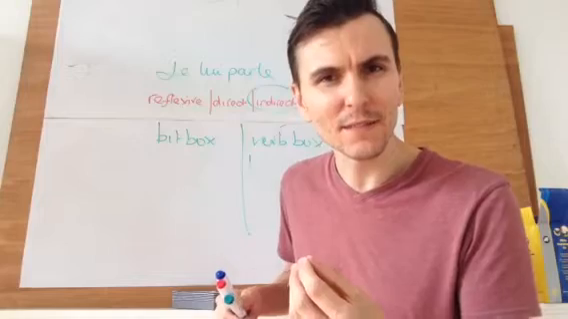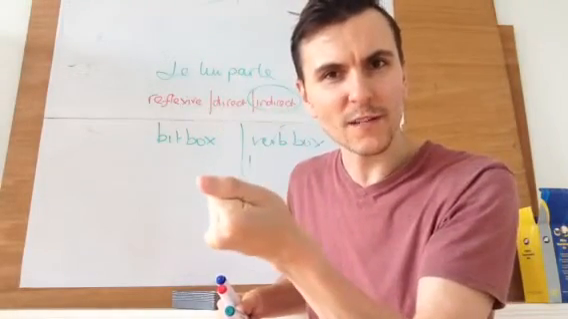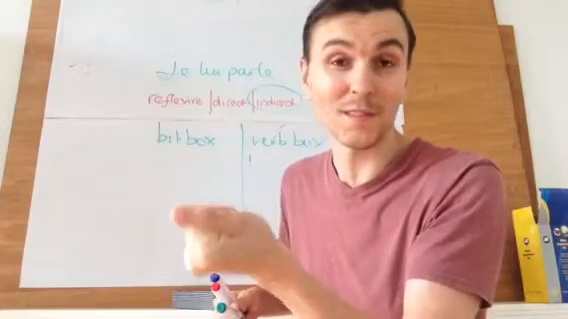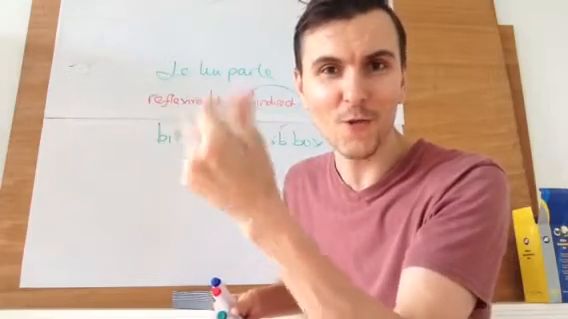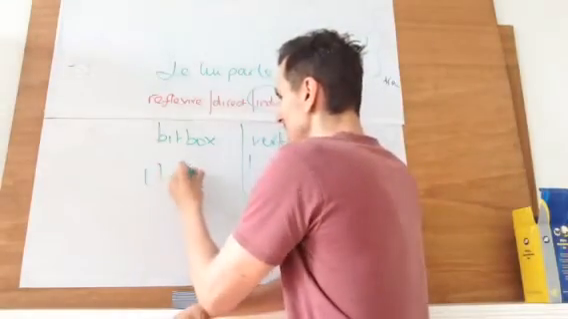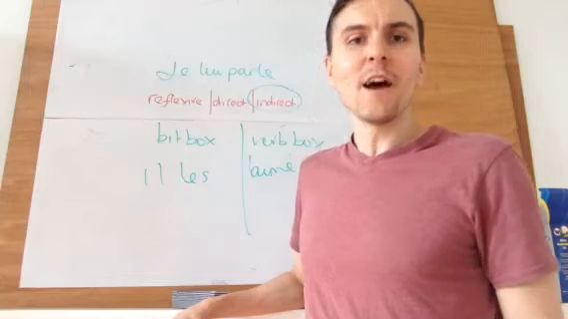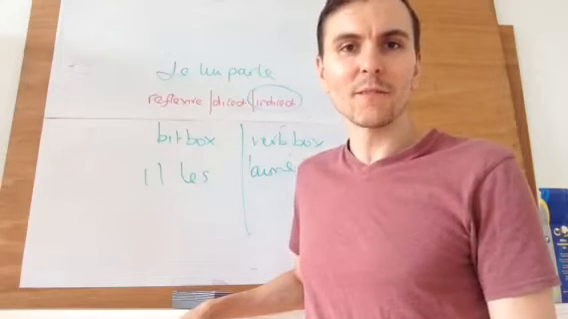Now, who's being loved in the sentence? Them. Yeah, it's direct. So what's the direct word for the? What's the plural word for the? Direct is the. Il les aime, so il les aime. Il les aime.